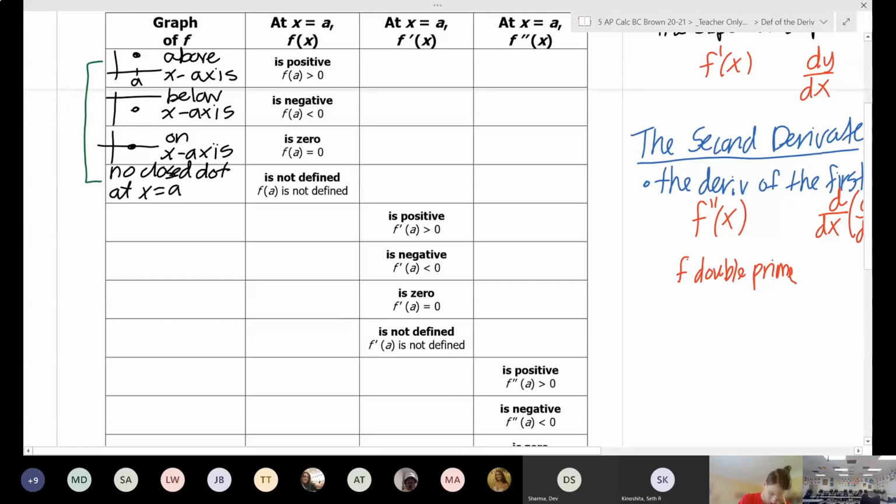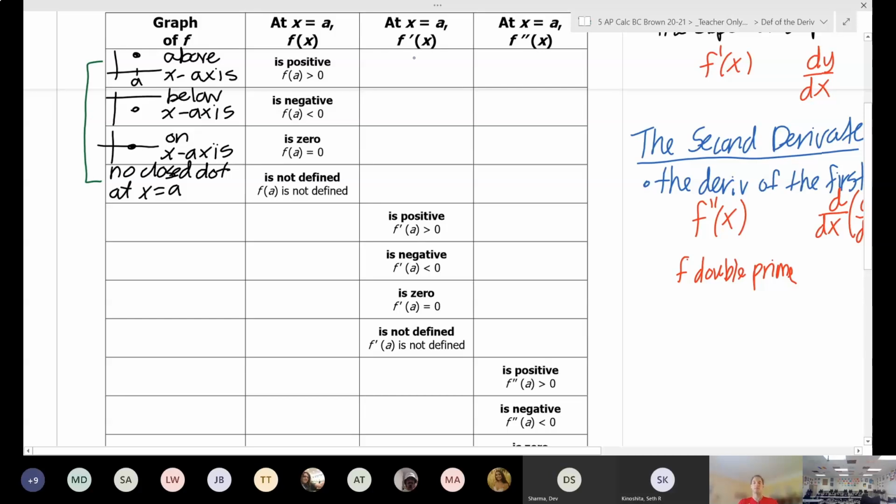And of course, that could be lots of situations. It could be a hole, it could be a jump, it can be an asymptote, but we just know that the graph does not exist at a. If I just provide you with that bit of information, so like if I just say, hey, this graph is above the x-axis, we don't really know what else the graph looks like. Like it could be increasing, it could be decreasing, like we don't know. We just know it's above the x-axis.